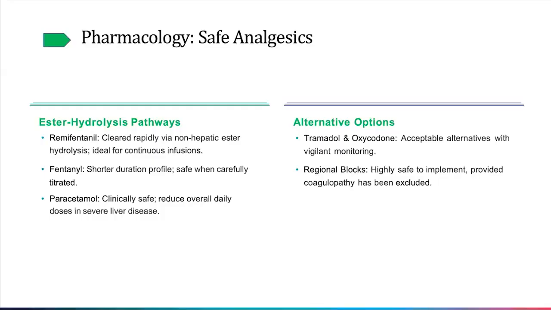Then there's a concern about using paracetamol. Unless the patient has severe liver disease, you can use paracetamol in reduced doses, right? So it is safe. And tramadol and oxycodone are other alternatives, and regional blocks are highly safe provided the patient is not coagulopathic, right? So we'll talk about the regional blocks in a while.